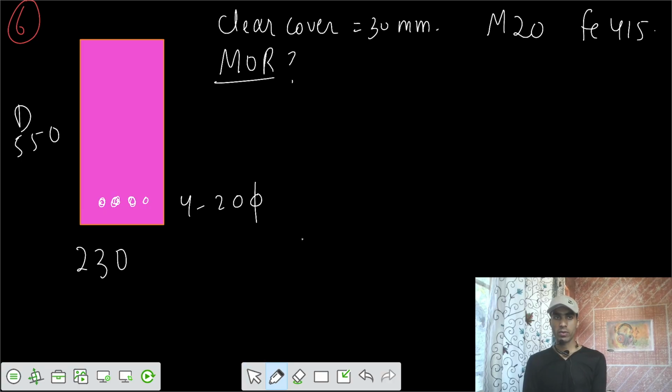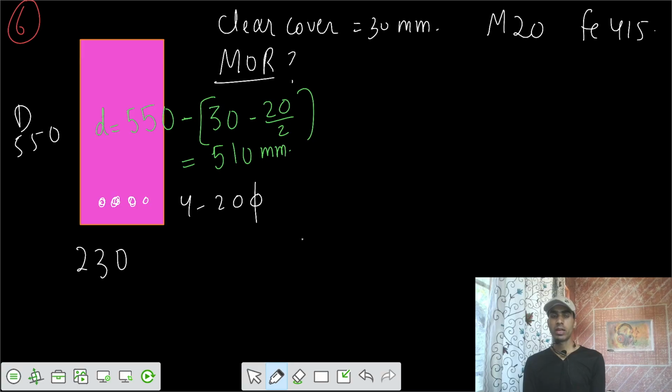So from this, what is the value of d we can have? I would say that the value of d is 550 minus effective cover. What is the effective cover we can have? Effective cover would be clear cover plus diameter of bar divided by 2. So that is 30 plus 10, that's 40. So d is 510 millimeters.